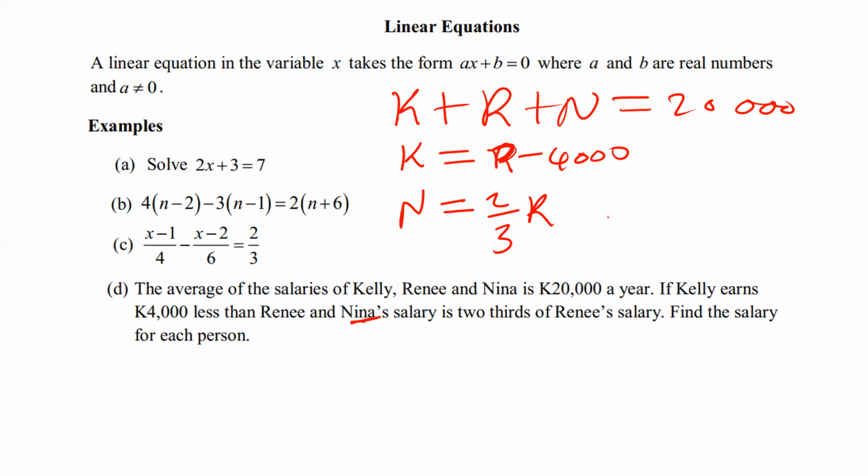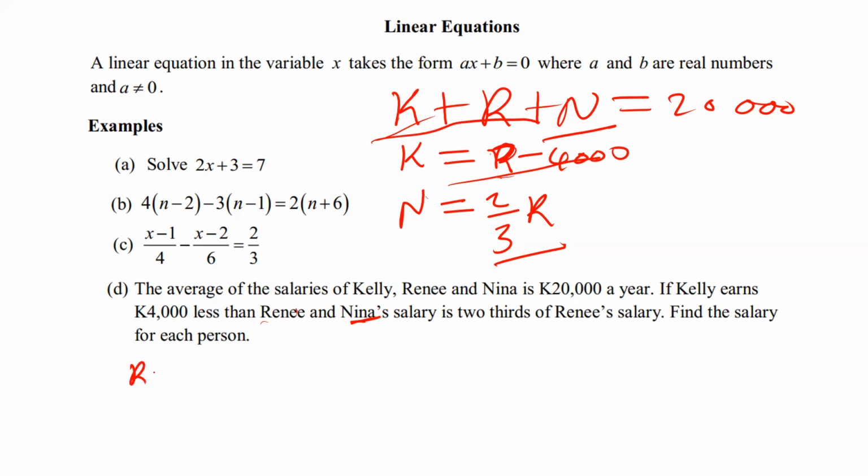So now after doing that, you now have to solve these equations simultaneously. So how do you do that? I'm going to replace in this equation, while there is N, I'm going to put this. While there is K, I'm going to put this. So while there is K, I'm putting what? In this equation, while there is K, I'm putting R minus 4,000.